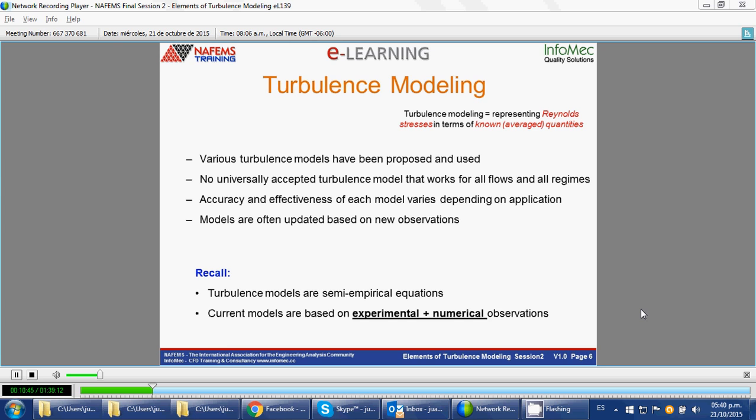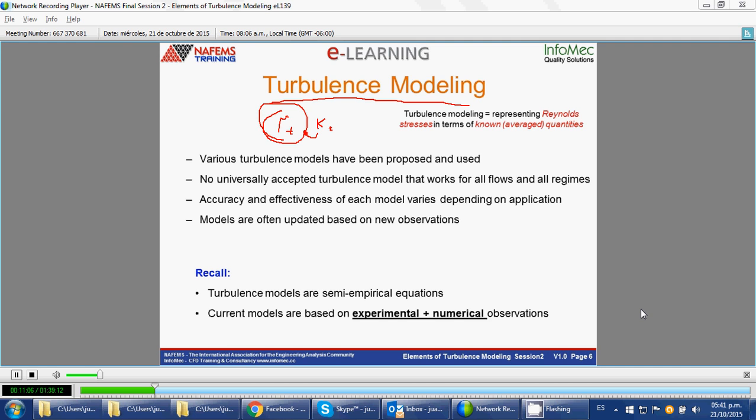So that's where turbulence modeling comes from: coming up with equations for mu t and kt. Kt is sort of easier because it's related to mu t through the Prandtl number, the turbulence Prandtl number. So we've got to come up with something for this mu t. That's where turbulence modeling is.